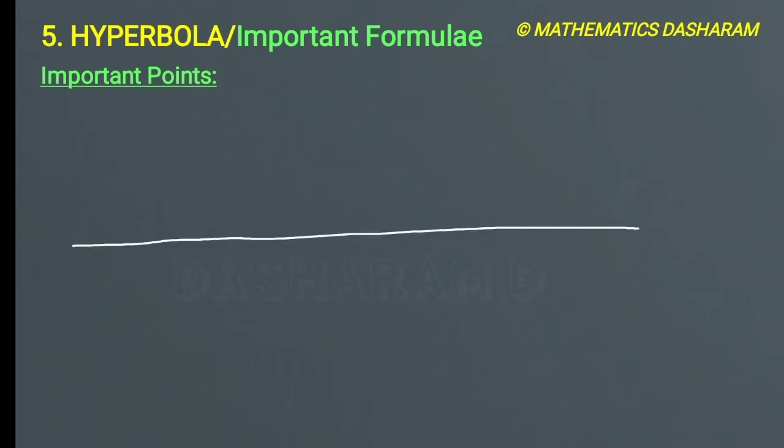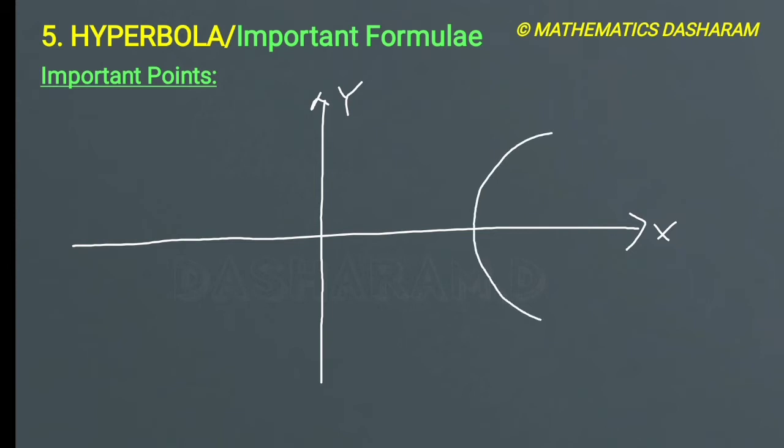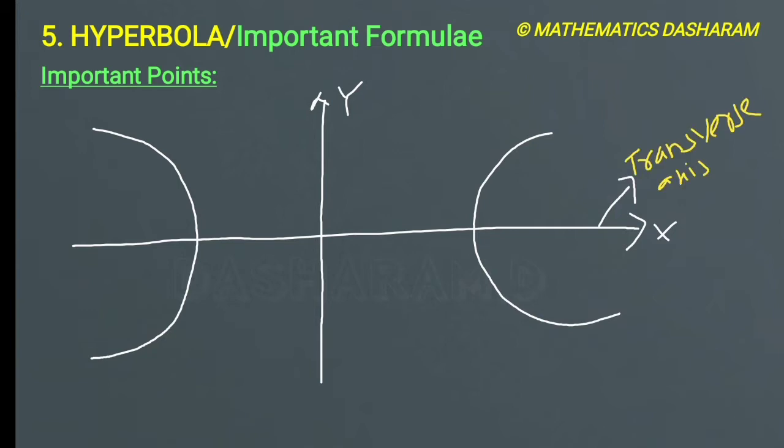So here is the x-axis and this is called the y-axis. Here is the hyperbola diagram. This x-axis is called the transverse axis, that means major axis. In an ellipse we call it the major axis, here the transverse axis. And this y-axis is called the conjugate axis, and the intersection point of these axes is called the center. It is denoted with C.